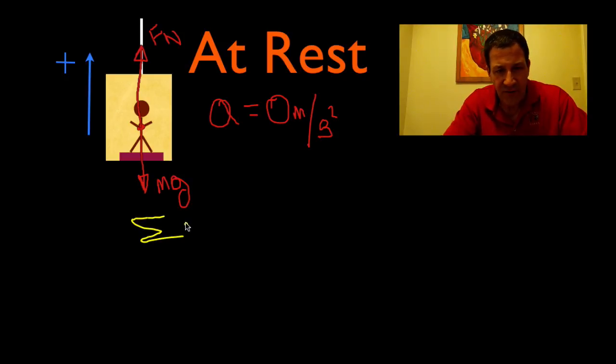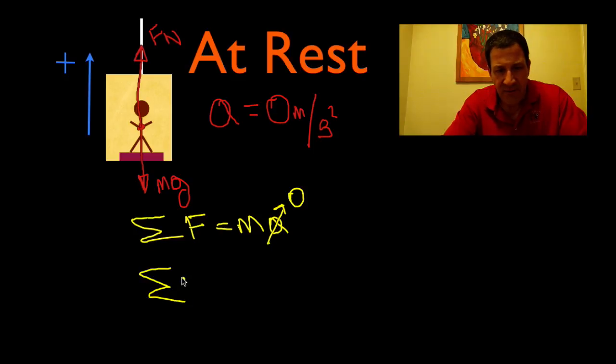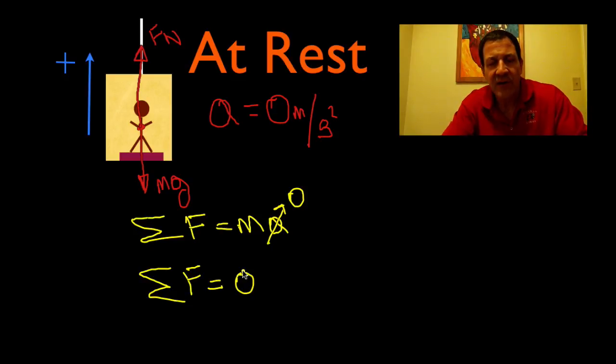Alright, so those are the only 2 forces, and now we can apply Newton's second law and sum up the forces, because Newton's law says that the sum of the forces is equal to the mass times the acceleration. We just said that the acceleration is 0, so 0 times the mass is 0, and that tells us that the sum of the forces in this case is going to be equal to 0. And that should make sense because when you're at rest, your forces are balanced and the net force acting on you is 0.